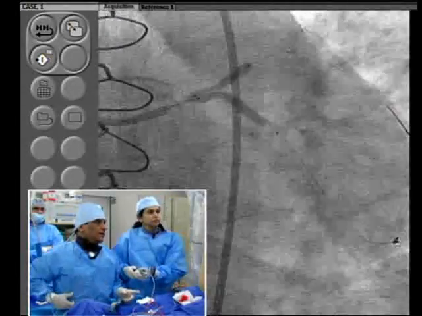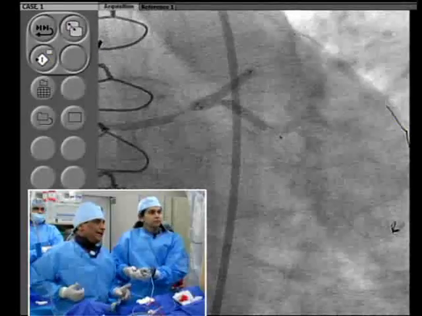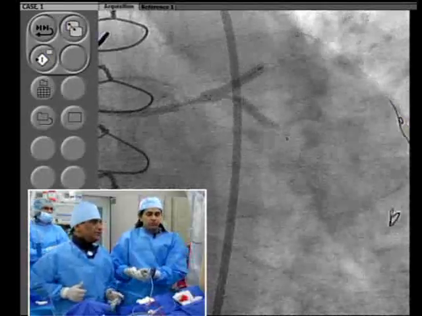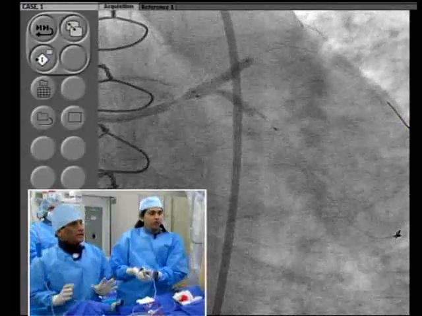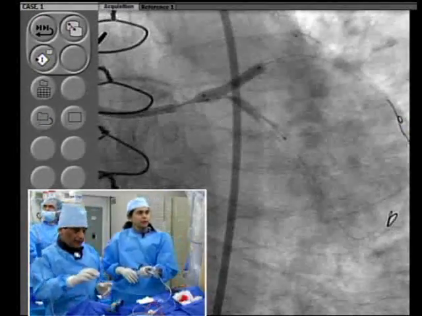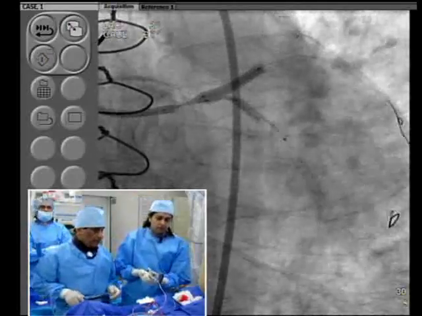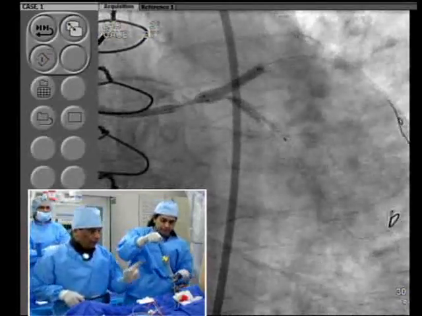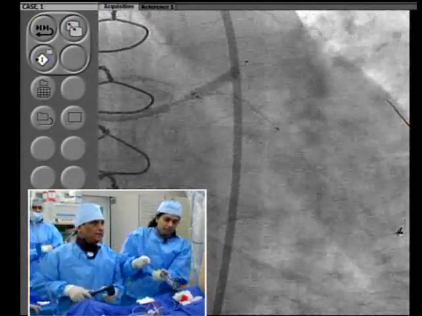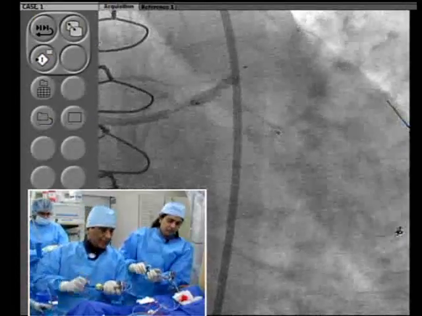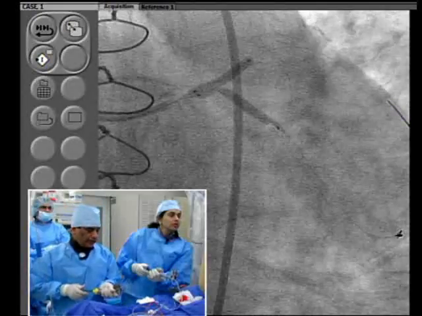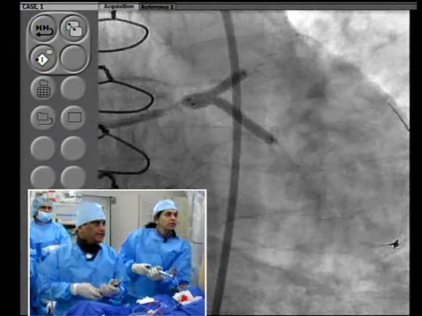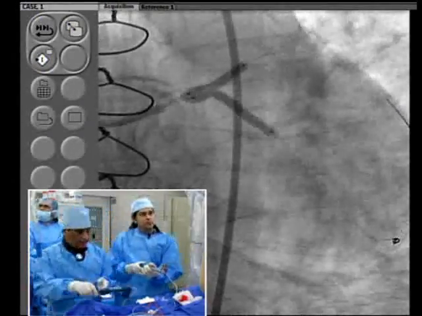And now Anu is going to the LAD, same, about 12 to 14 atmospheres. No, I'm at 10 and I see a good expansion. Yeah, if it's angiographically good expansion, that's okay. You don't need to get crazy about it. Okay, negative. And now we'll go to the fourth step. So each individual, and the fourth step again at 8 atmospheres.